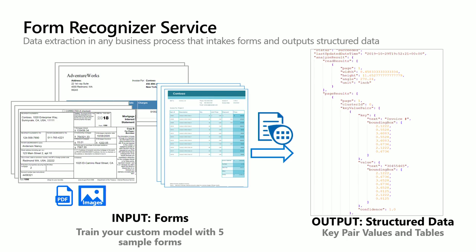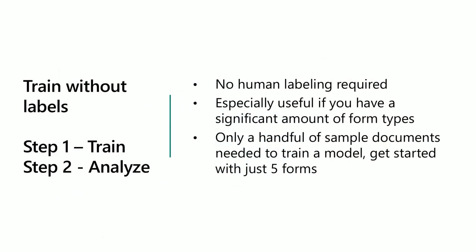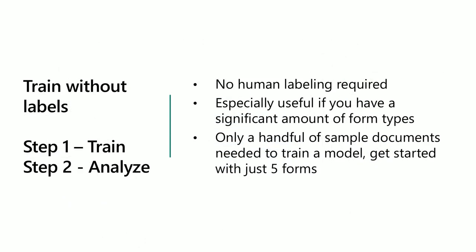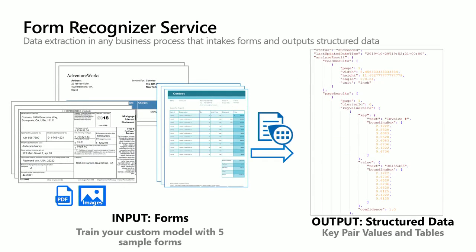And the input to Form Recognizer custom is very easy. It's 5 sample forms. You bring 5 sample forms to train a model, and the input you get is the text and the tables.